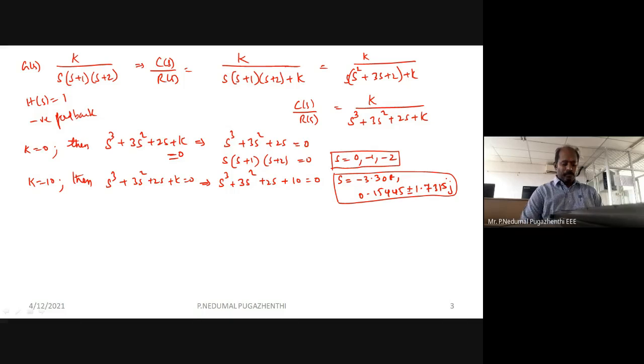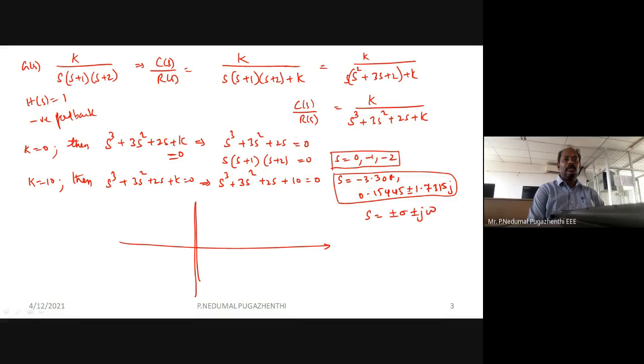And if you continue to vary that k, your roots are going to change. So what happens here? You can see that if you take an S plane, which is denoted as S is equal to plus or minus sigma plus or minus j omega, your y-axis is going to be plus or minus j omega, and this is going to be sigma, minus sigma. What happens here?